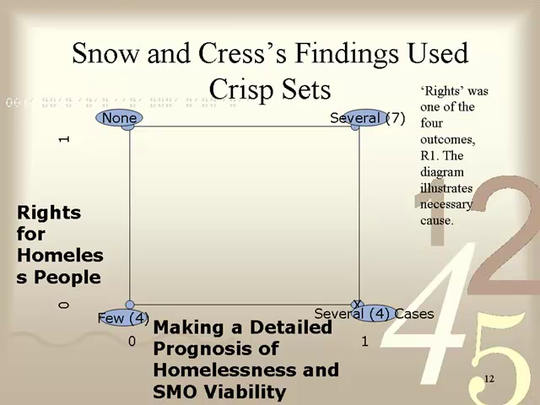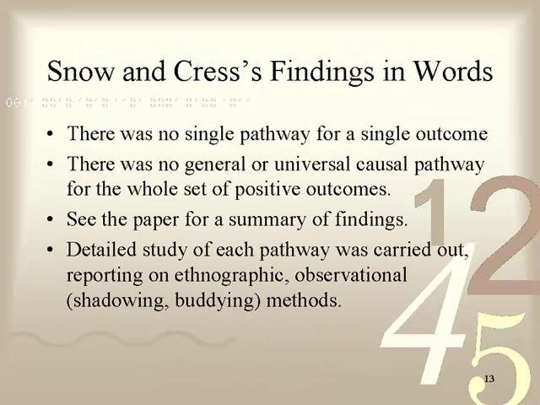The patterns are different for sufficient causality. They're actually reversed over the diagonal. So necessary and sufficient causality are mutually exclusive in QCA. According to Snow and Cress, when they come to their overall findings, they noticed that there was no single pathway for a single outcome.